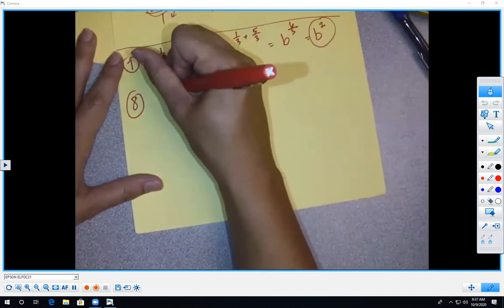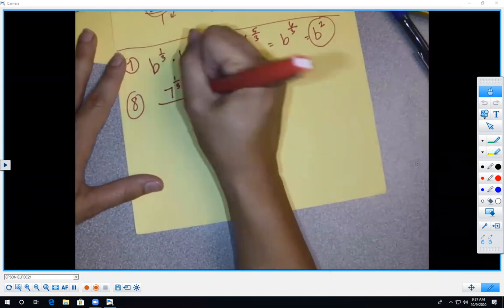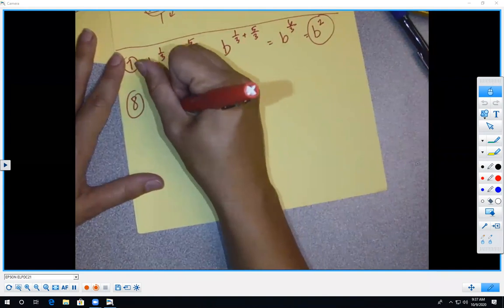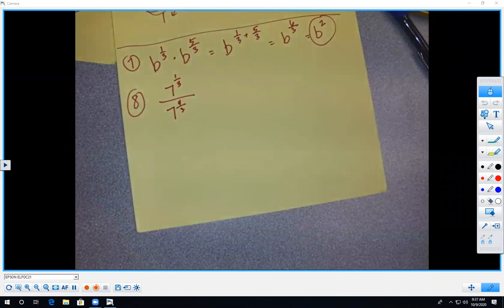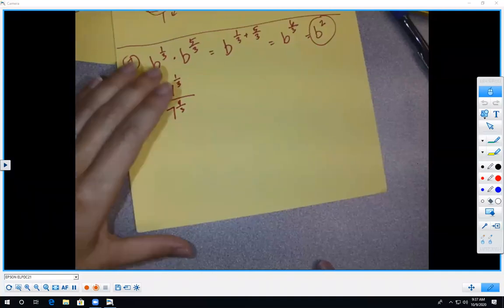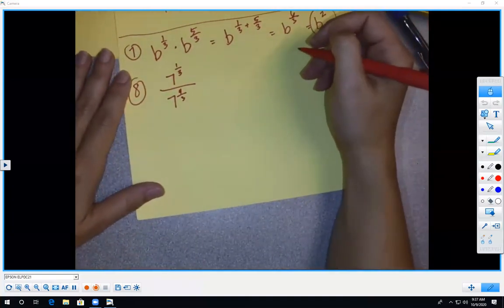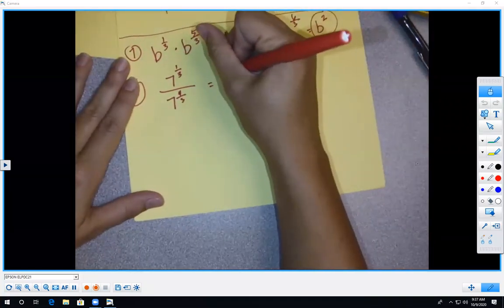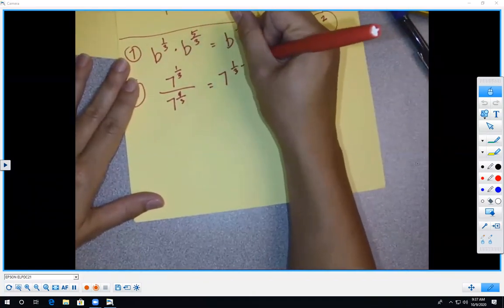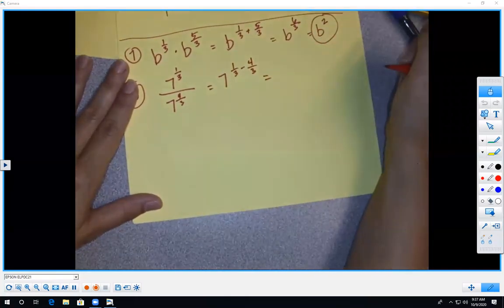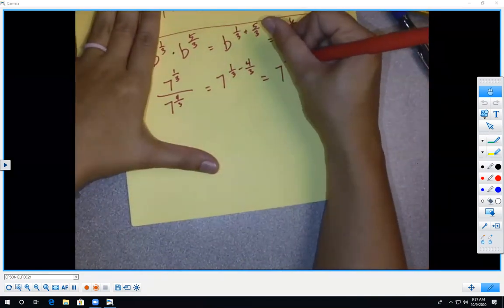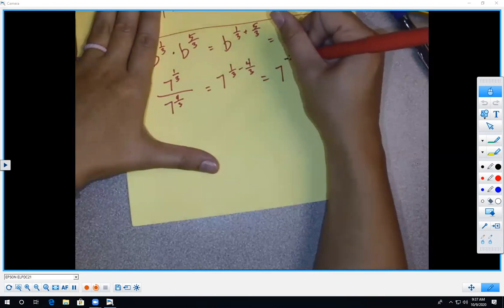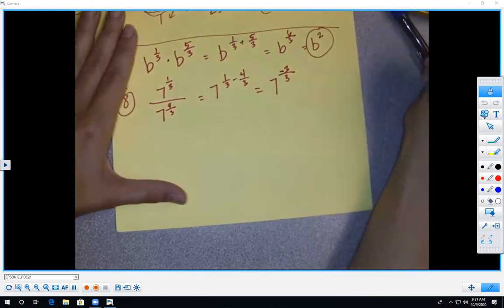What about if I had 7 to the 1/3 power on top divided by 7 to the 4/3 power on bottom? Yep, you'd subtract your exponents here. So this becomes 7 to the 1/3 minus 4/3. Again, I have a common denominator, so I'm just going to do 1 minus 4. What's 1 minus 4? -3 over 3.